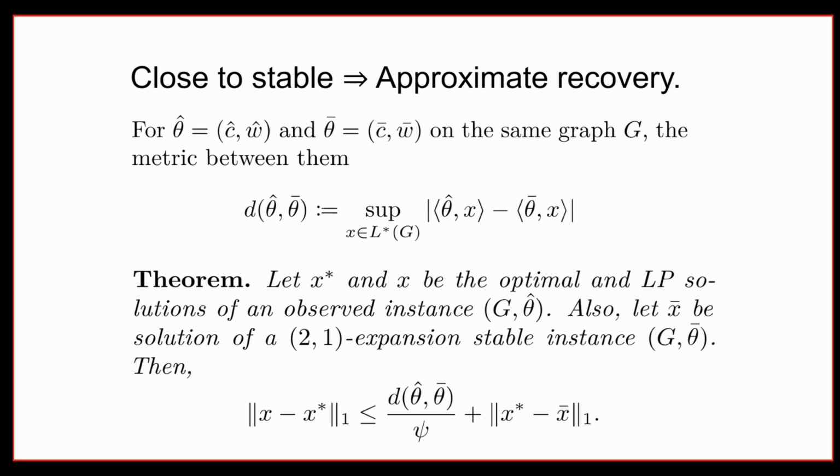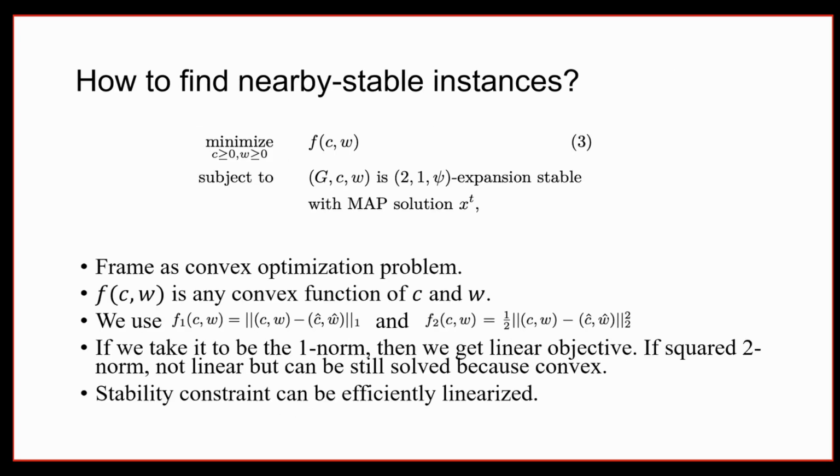So this theorem by itself doesn't give you any actionable guarantees. For it to make sense, what you need to show is that for real world instances, you can actually compute the stable instances close to the observed instances. And so that's why you have this problem, which is like, okay, how do you actually find these nearby stable instances?